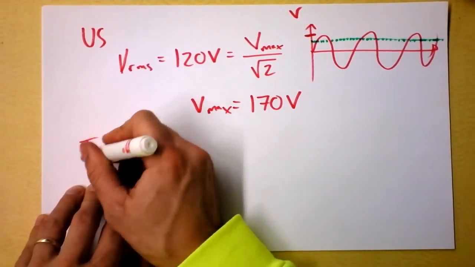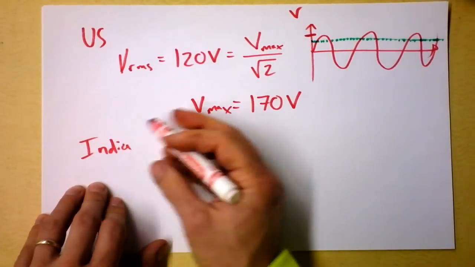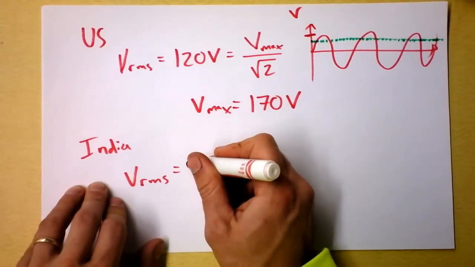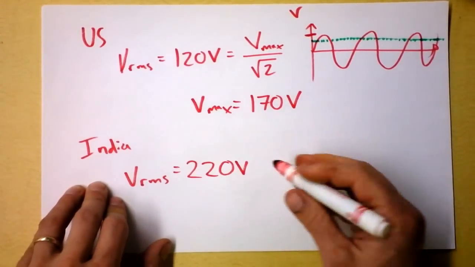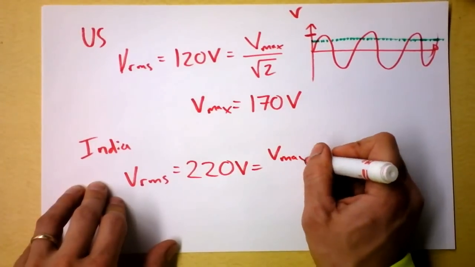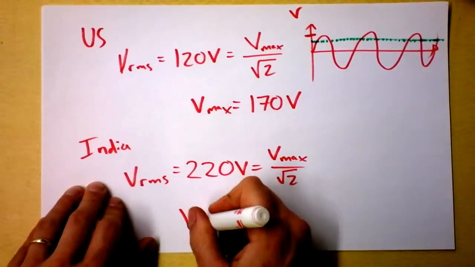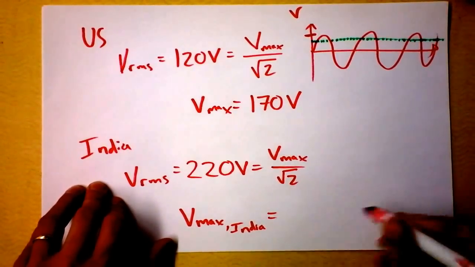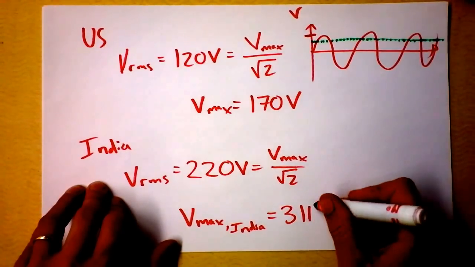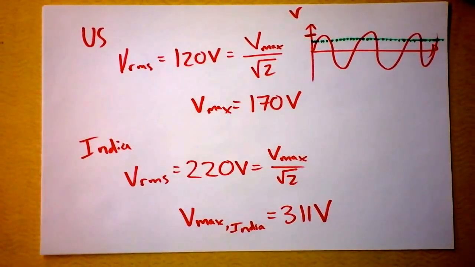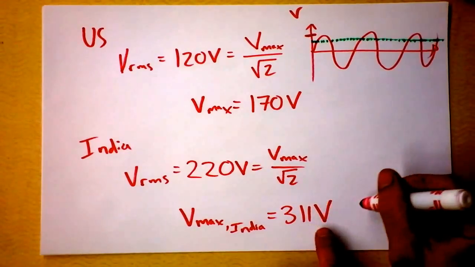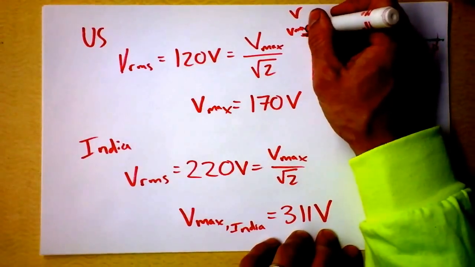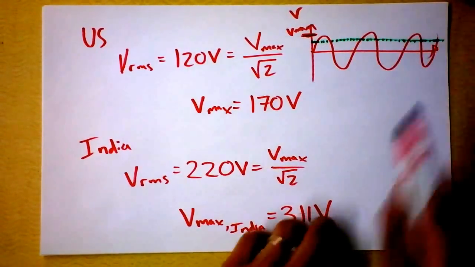And hello, everybody in India. They tell me that your RMS voltage is, I think, 220 volts, and that's your maximum voltage divided by the root of 2. So the V max in India is about 311 volts. Wow, okay. And I think in Europe they'd find it to be 320 or 330 volts. That's just the difference between the maximum value here and the RMS value that I've shown in green.